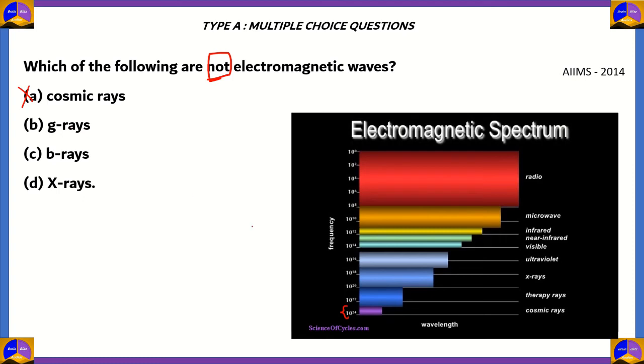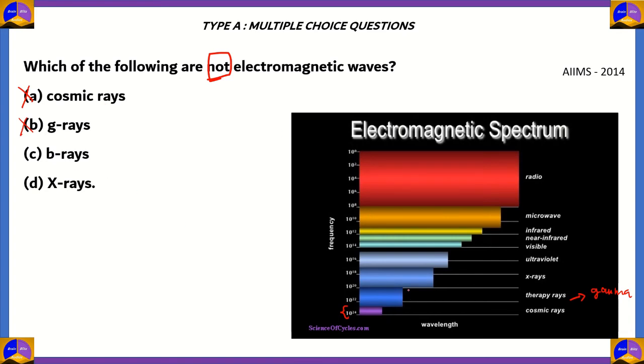Next, we have therapy rays. Therapy rays are also known as gamma rays, because gamma rays are what we usually use for cancer therapy, and that's why they're called therapy rays. They are in the order of 10 raised to 22. So option B is also incorrect. Gamma rays are a part of the electromagnetic spectrum.